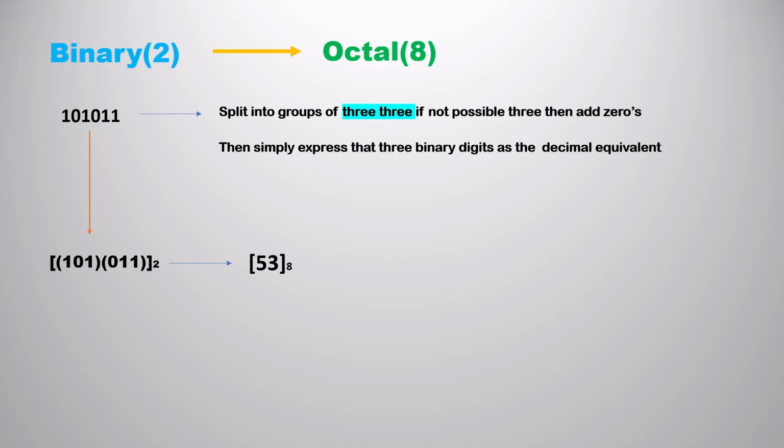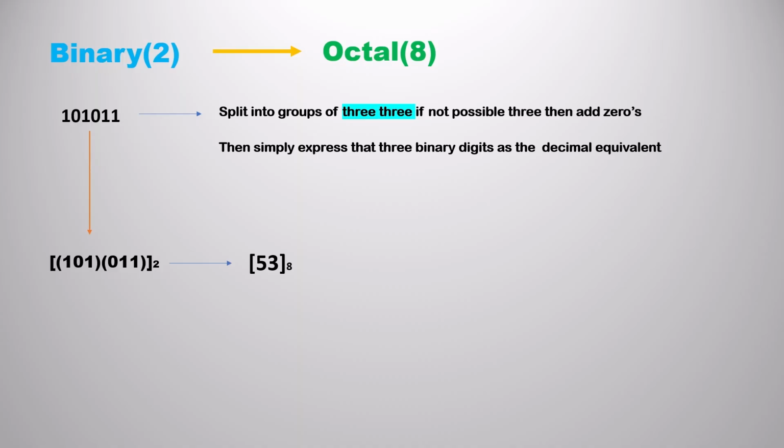According to the example, the binary is given. So 101 means 5 in decimal, and 011 means 3 in decimal. So just simply convert those two groups into decimal form. Then the result would be the octal form, with 8 as a suffix after the brackets. That's a simple conversion. So that's why I am saying it's easy.